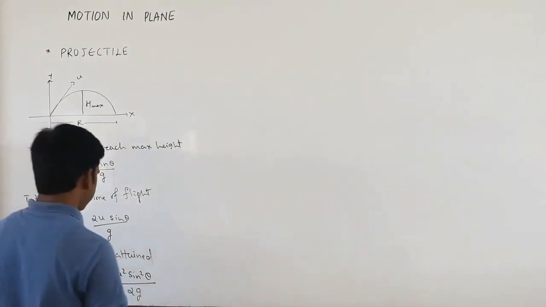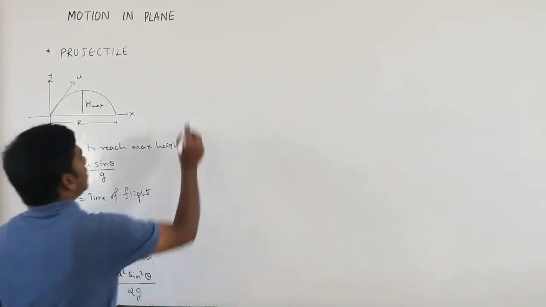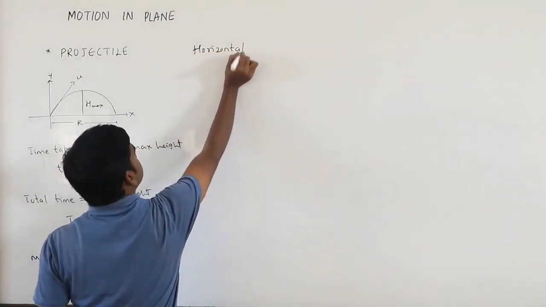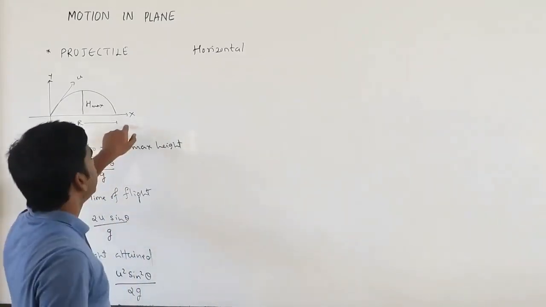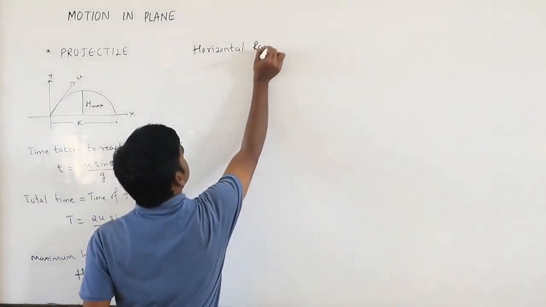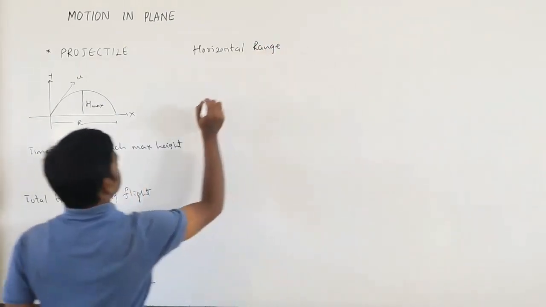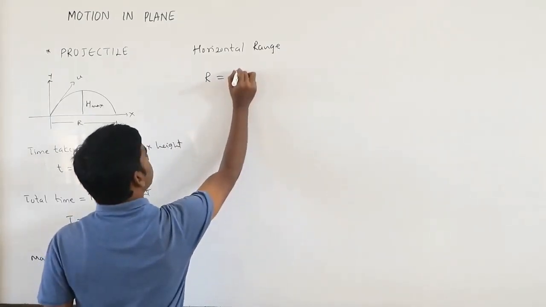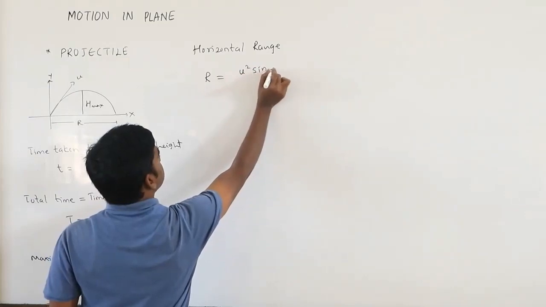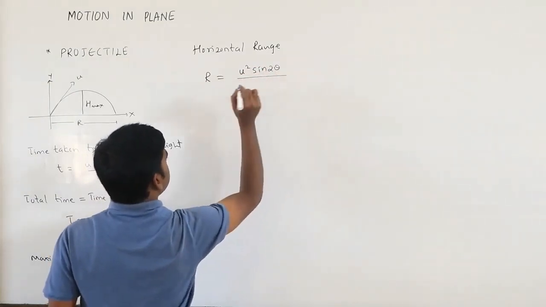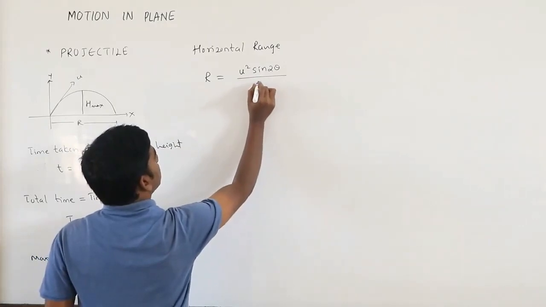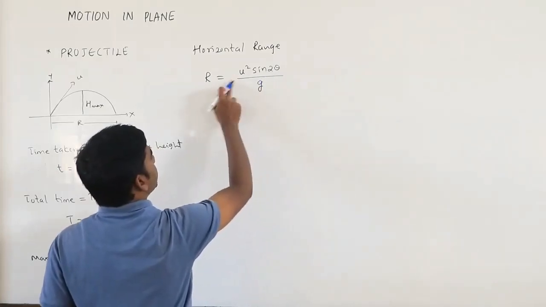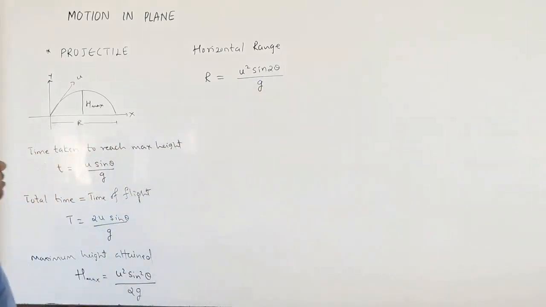We have also discussed the horizontal range. Horizontal range means the maximum distance, or the distance traveled along the x-axis. You can denote it by R. So R equals u square sin 2 theta divided by g. These are the equations which we have already derived. Just go through the equations.